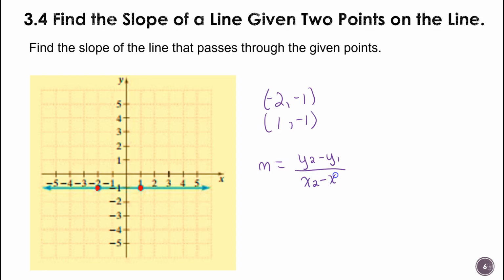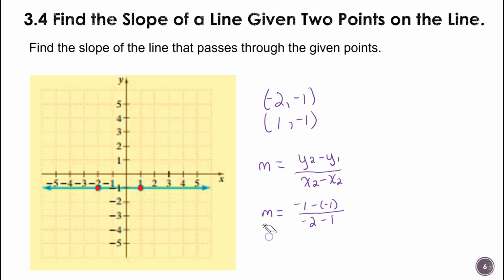I'm going to write that out. I like to write it out, and if you write it out every time you use it, that's going to help you learn the formula because if you don't know the formula, it's going to be difficult to use. Okay, so we're going to have -1 minus -1 and -2 minus 1.